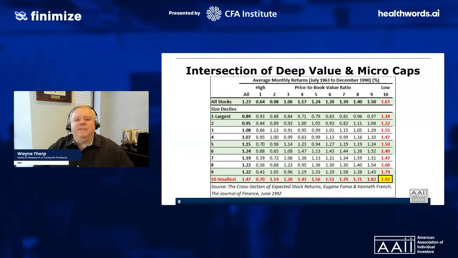Over the research period from July 1963 to December of 1990, Fama and French found that stocks in the deciles with the smallest market cap and lowest price to book ratio outperformed those in the top deciles. And by investing in the intersection of smallest market cap and lowest price to book value, the results were even more impressive. This is what led AAII's founder, Jim Cloonan, to launch the model shadow stock portfolio.